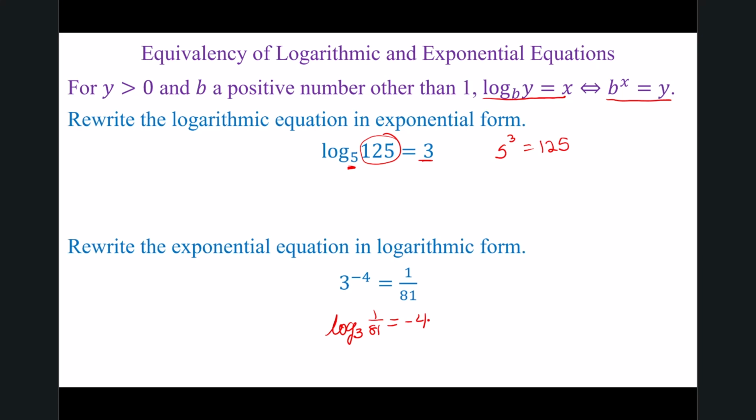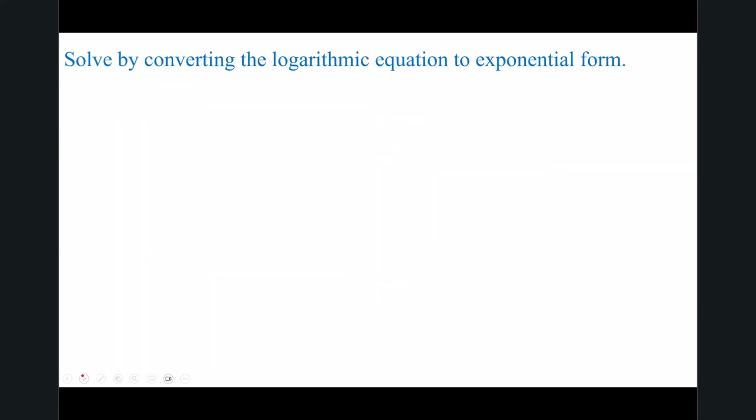So the base is still 3. The base is 3 when we write it in exponential form. The base is 3 when we write it in logarithmic form. When you write it in logarithmic form, you have the log equals whatever the exponent was. So in this case, negative 4. So practice going back and forth between logarithmic form and exponential form. And then you can use this to solve.